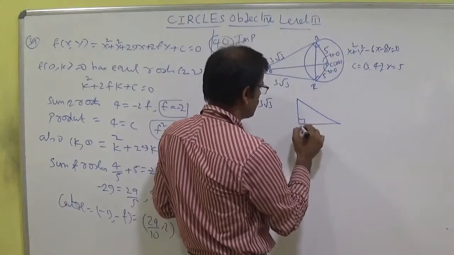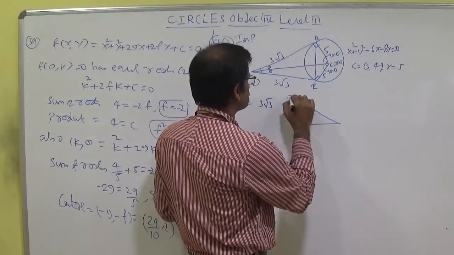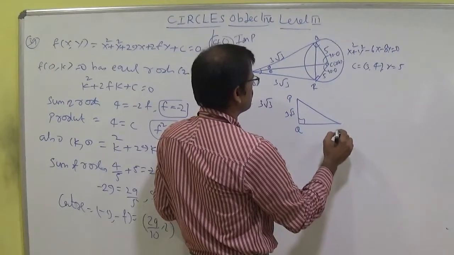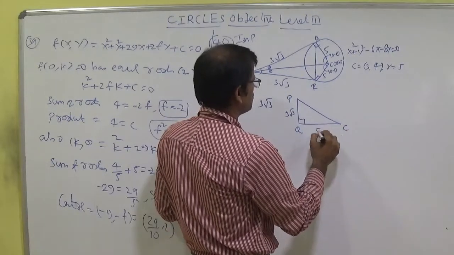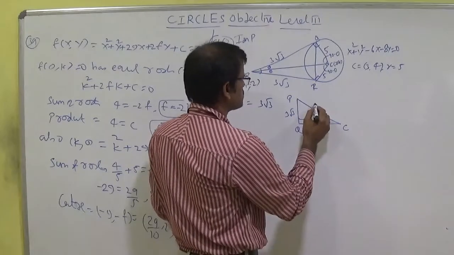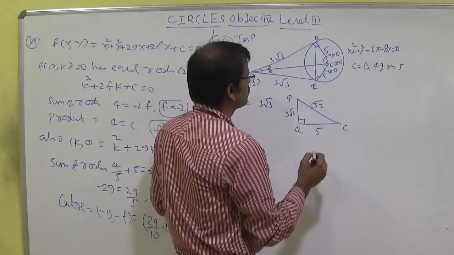Put here the right angle at Q. This is Q. Put here P. So PQ is 3 root 3 and this is C. QC is 5. So this one you can say root of 25 plus 27, root 52.